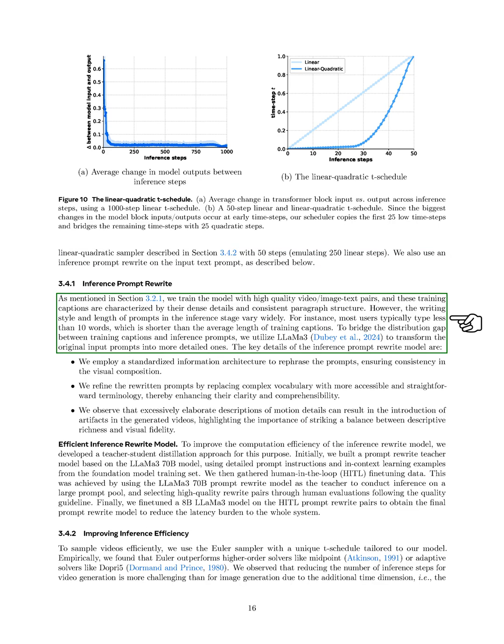For the inference prompt rewrite, we trained our model using high-quality video and image text pairs, characterized by detailed descriptions and consistent paragraph structures. However, we noticed that prompts during inference often vary significantly in style and length, with most users typically writing less than 108 words, which is shorter than our training captions. To address this gap, we utilized Llama 3 to enhance the original input prompts, making them more detailed.